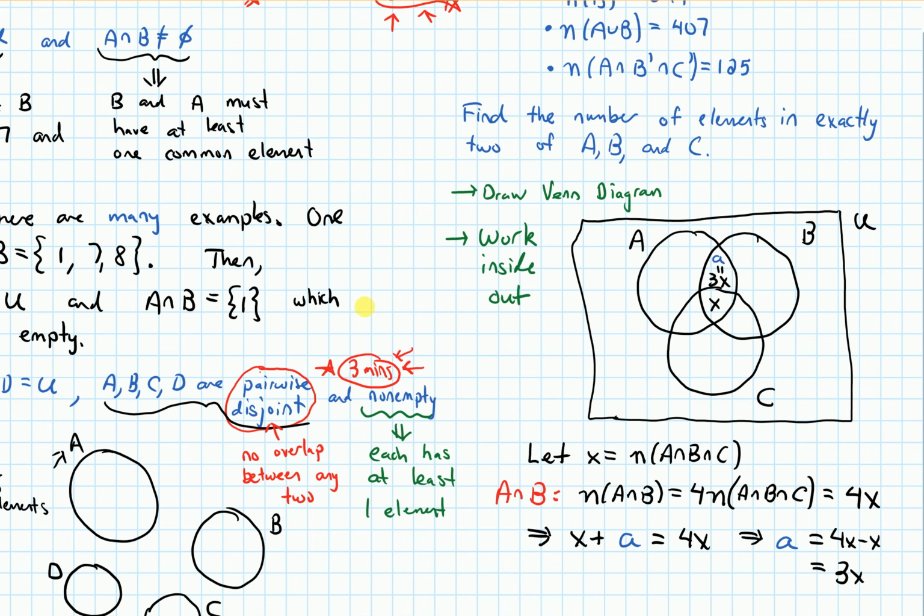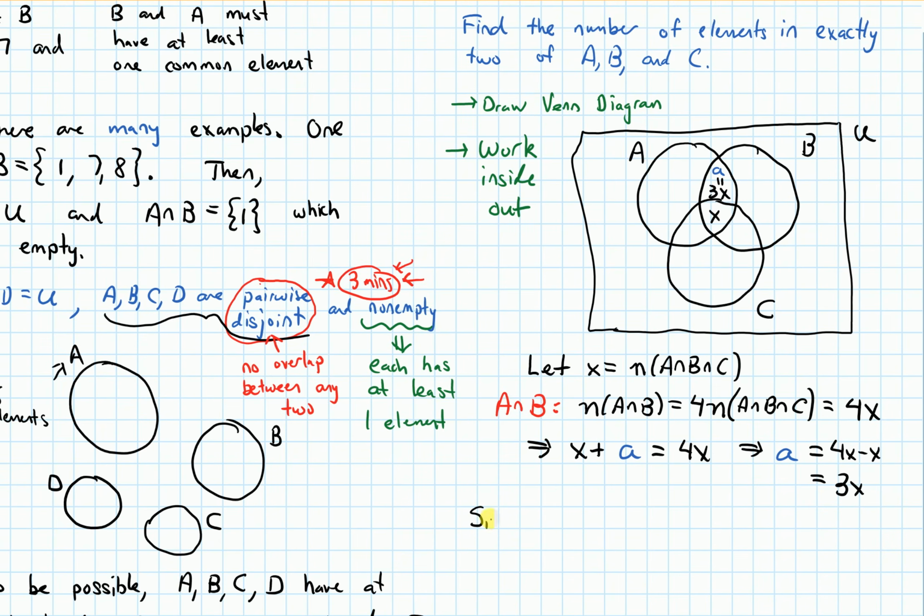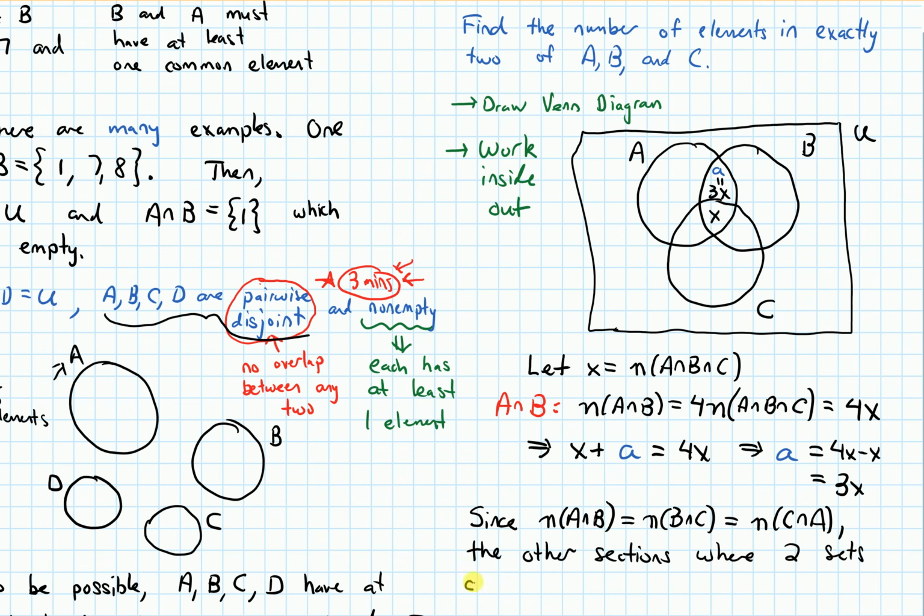All right. The second condition tells me that the intersection of A and B should have the same number of elements as the intersection of B and C, and that should have the same number of elements as the intersection of C and A. So if I write that down, since the number of elements in A intersect B equals the number of elements in B intersect C equals the number of elements in C intersect A, the other sections where two sets overlap must also contain 3x elements. So there's also got to be a 3x here and a 3x here.